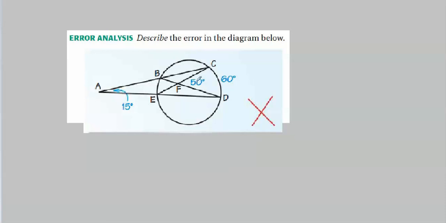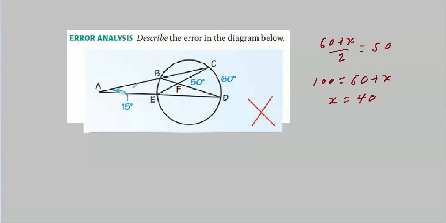This 50 degrees must be the average of BE and CD. That's from our interior angles theorem. So let's call this X. So we have 60 plus X over 2 would equal 50 degrees, or 100 equals 60 plus X, which gives us that X equals 40. That means BE here is 40. Well, let's see how that works out.